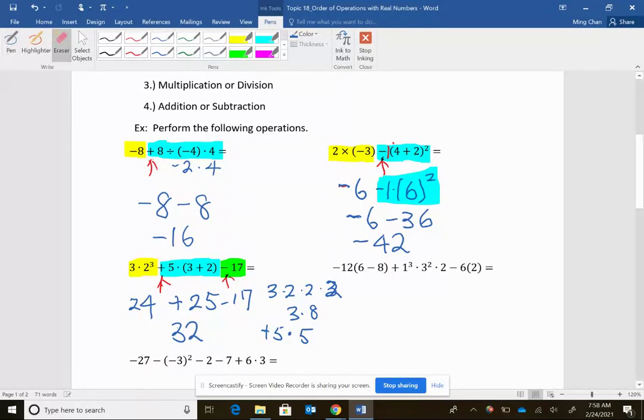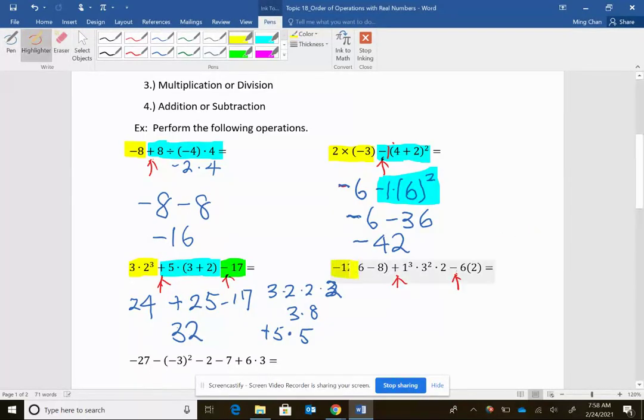All right. Now let's take a look at this one. This one looks kind of busy, but let's figure out how many terms we have. Negative 12 times 6 minus 8 in the parenthesis, plus 1 to the third times 3 squared times 2, then minus. So 3 terms again. By the way, 1 to the third power is not 3. It's 1 times 1 times 1, which is still going to be 1.